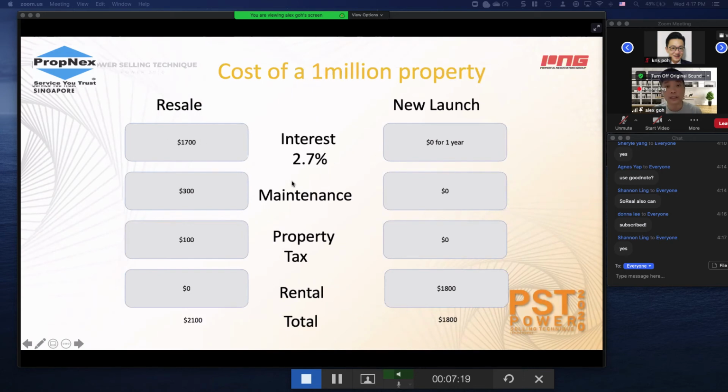Of course, these numbers are a concept. Don't focus on the numbers, because later people will ask me why I put the interest at 2.7, blah, blah, blah. You all can change whatever you want. I put 2.7 because I feel this is more like a median interest rate. Interest will not stay at 1.2 for long. It cannot be forever.